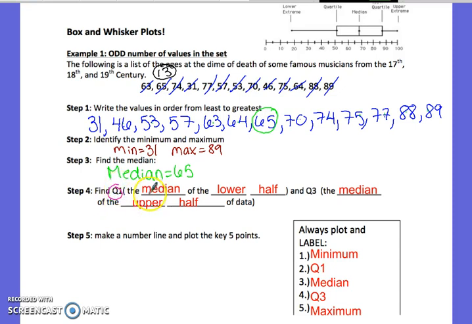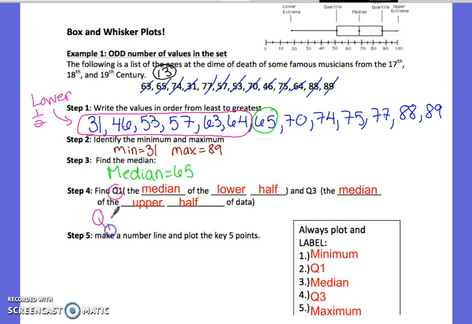Now we're going to talk about some quartiles. Q1 is the median of the lower half of your data. So if I look at my data, my lower half I just circled. This is the lower half. Notice it does not include the median. It stands alone. So I need to find the median of this lower half.